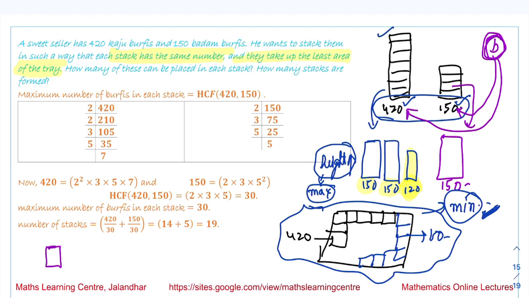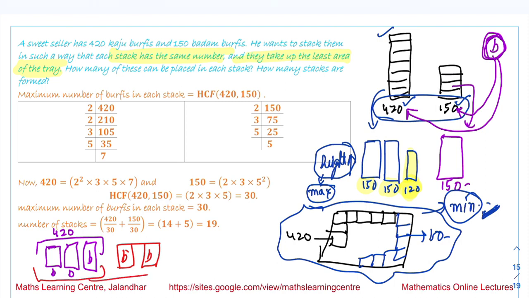So one stack will contain b burfis, second will contain b, third will contain b. Their total will be 420. These are for the kaju burfis. Next, for the badam burfis, the same stacks will be formed with b quantity. Now the number of stacks that will be formed over here is 420 by b plus 150 by b. These are the total number of stacks. So this is what we have to calculate.